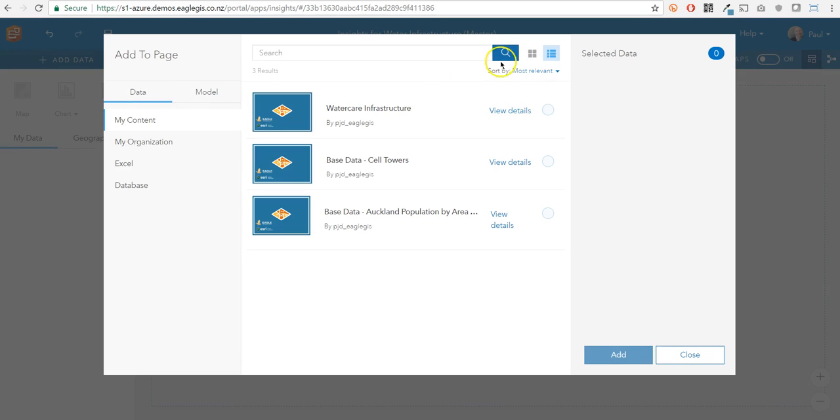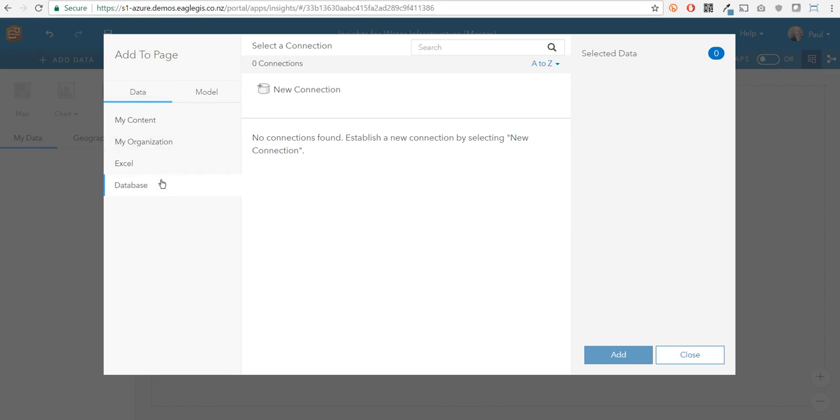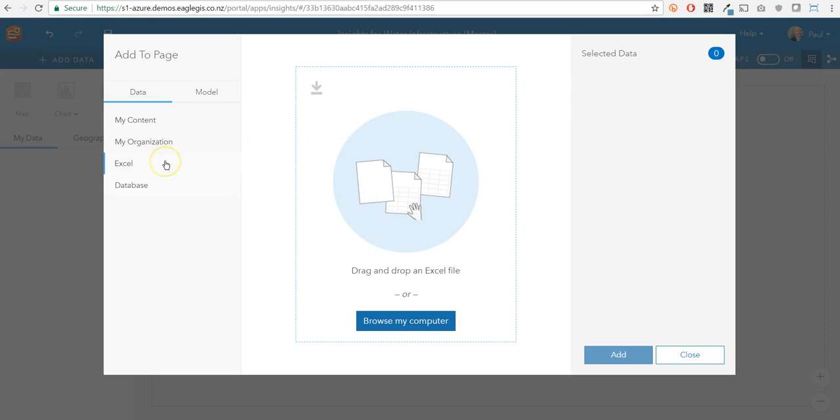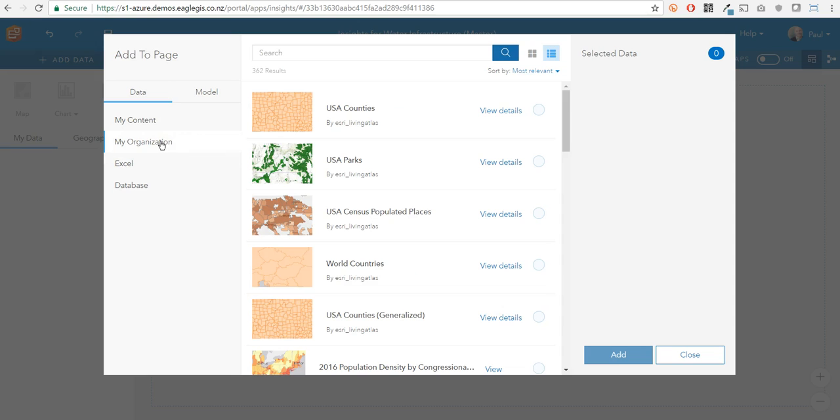Insights connects to enterprise databases, such as SQL, SAP HANA, geodatabases, could even be local Excel spreadsheets. We can also add demographic data from ArcGIS for contextual analysis. And of course, we can analyze our own enterprise GIS data as layers as we are here today.